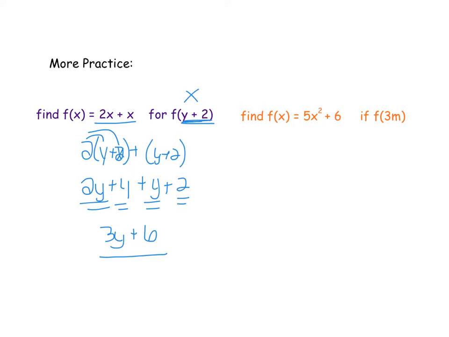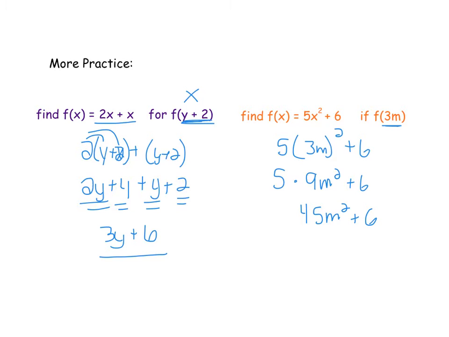All right, now let's input 3m to see what our output is. So again, I'm going to leave that parentheses. I'm going to input 3m squared. Remember to do the exponents first, is 9m squared, 45m squared plus 6. So the function when our input is 3m is 45m squared plus 6.